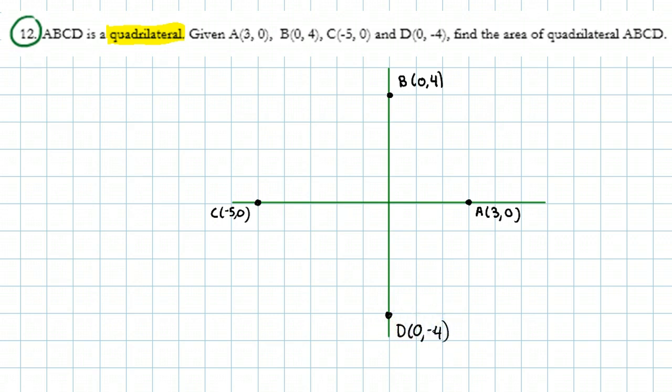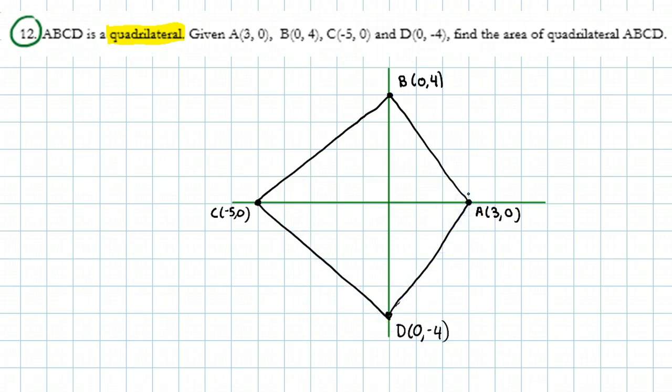And now I'm going to connect these. Be sure you're connecting them in the order that they're written. So I'm going to go from A to B to C to D and then back to A. So there's my quadrilateral.